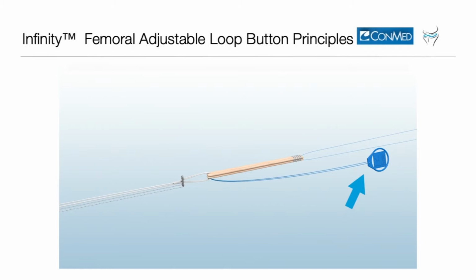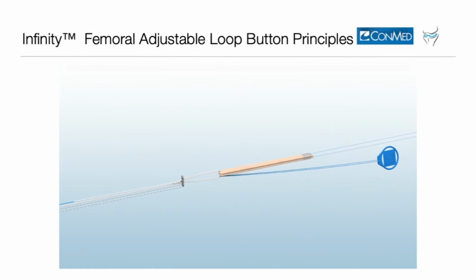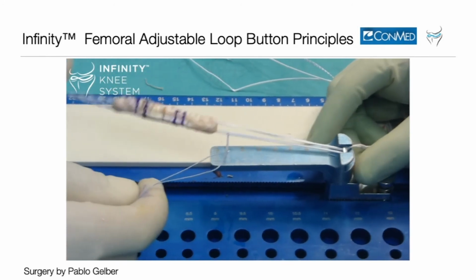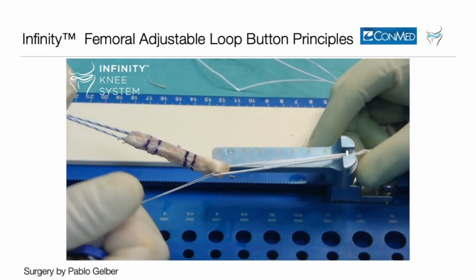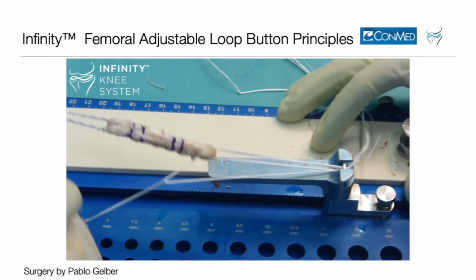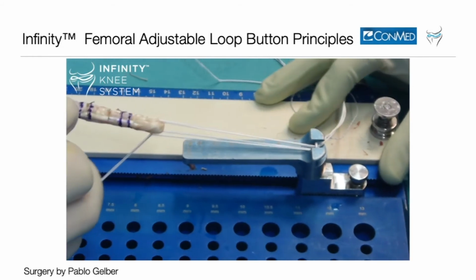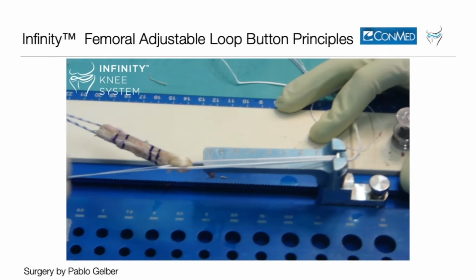So the button here goes through the cortex, you pull on the suture, and the Infinity button sits here. Then it can be reversed exactly where you want it to go. In reality, by pulling on that strand, you can see here how the Infinity button's held this part, and then it can be pulled back out again when you've marked the graft.